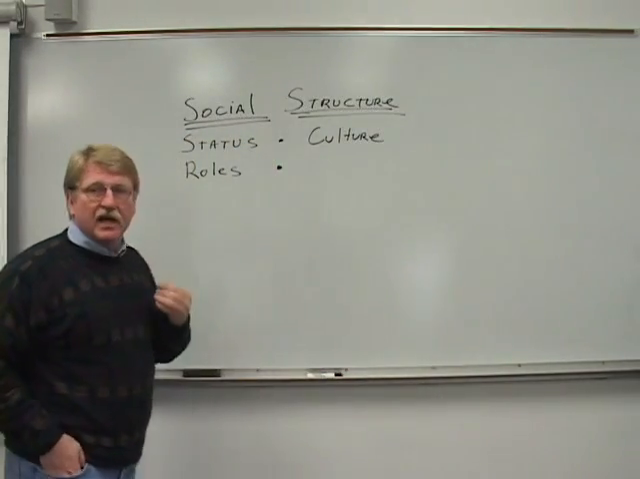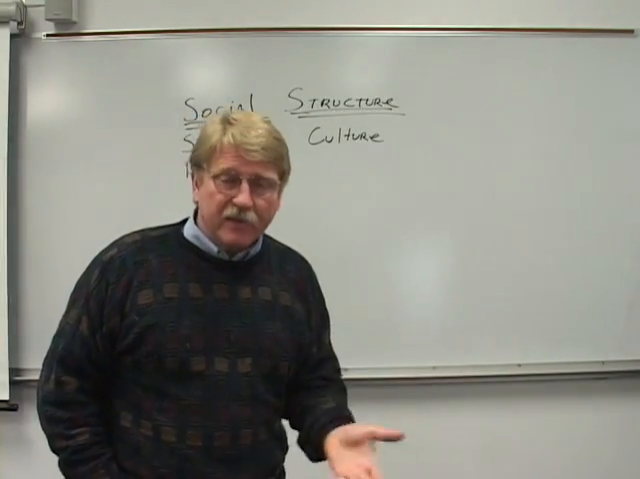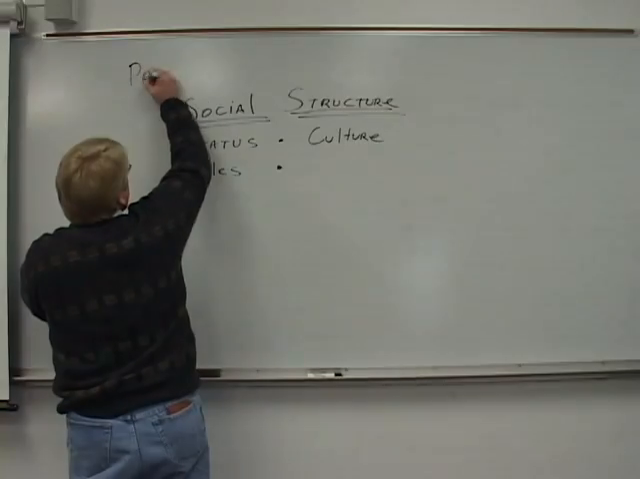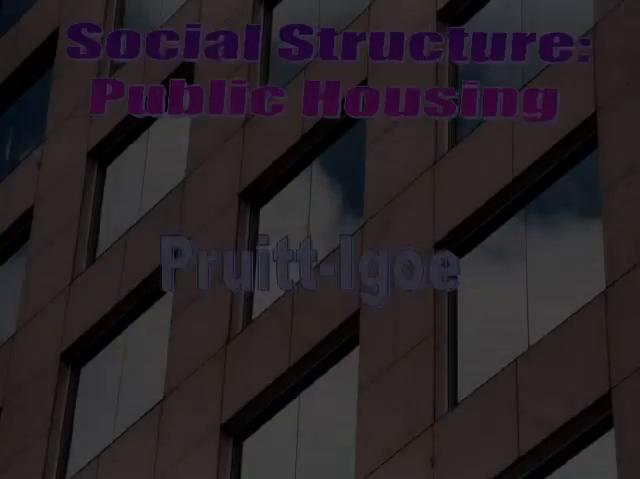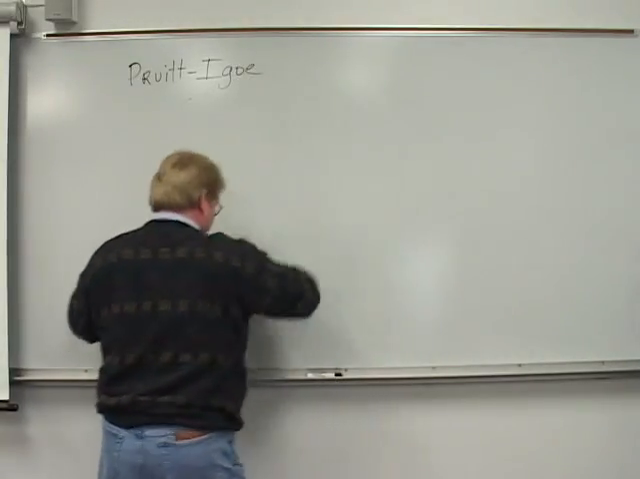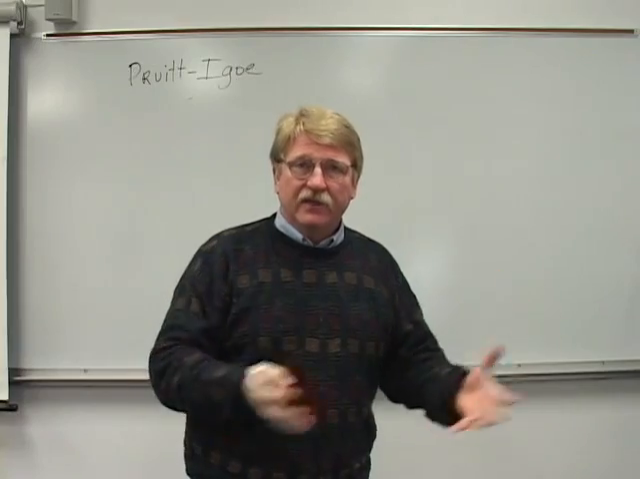But today I'd like to use the concept of social structure to explain something very practical that costs taxpayers lots and lots of money. And that's a housing project called Pruitt-Igoe. It's a housing project that started being planned in about 1954 in St. Louis and went for several decades before it was just declared an absolute disaster, and they tore it down.